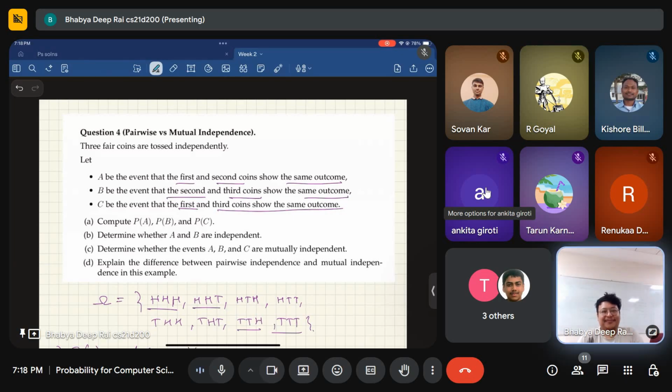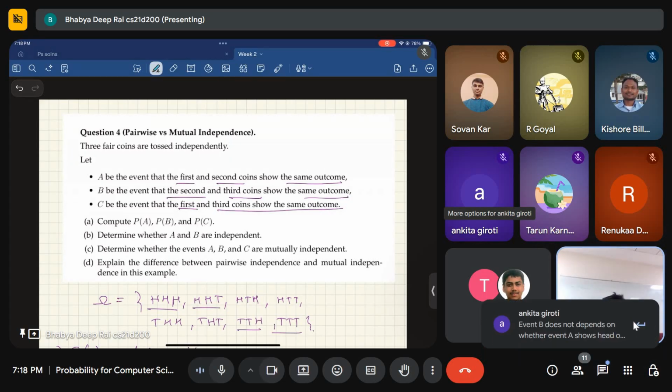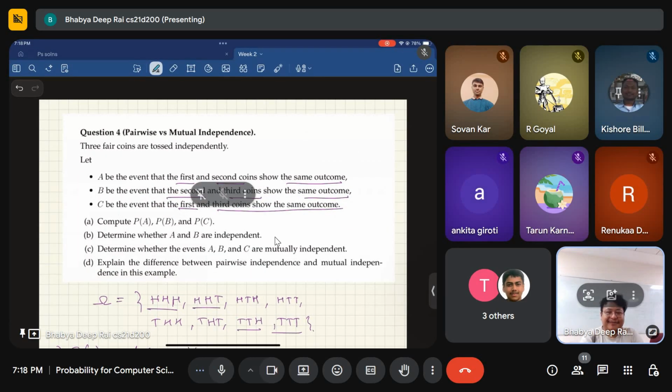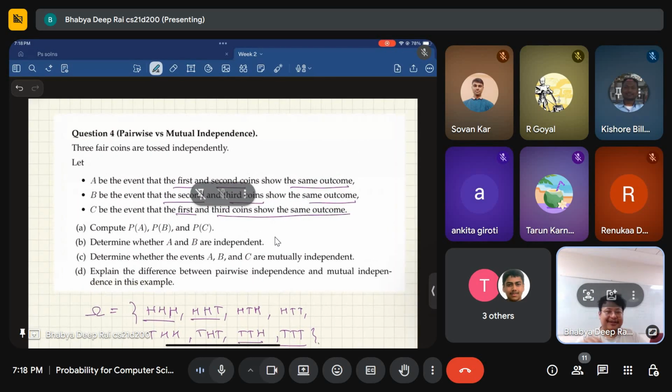So I'll again restate what Goel said. Event B does not depend on whether A shows. Ankita said it well. Exactly. When we say A and B are independent, we can think of the mathematics later, that P of A intersection B equals P of A times P of B. But understand the fundamental meaning of independence: one event does not affect the other.